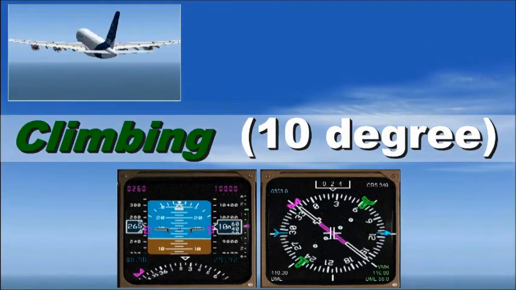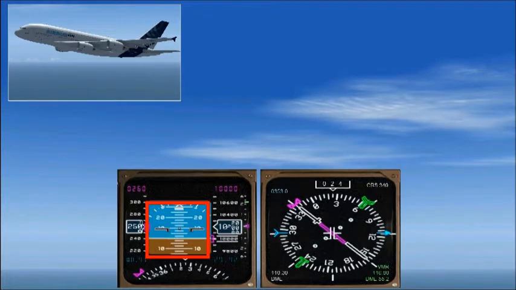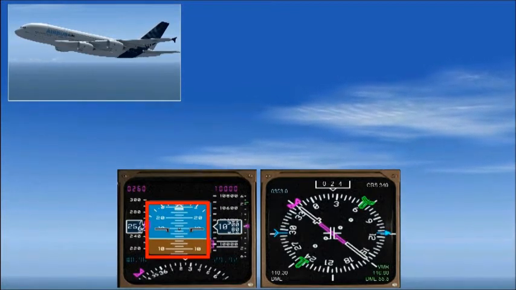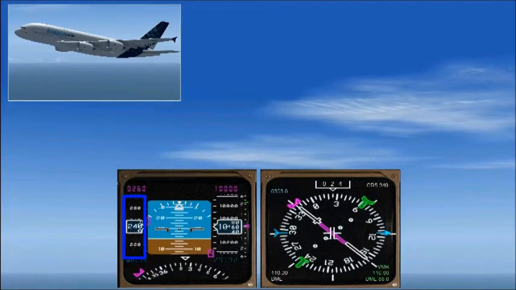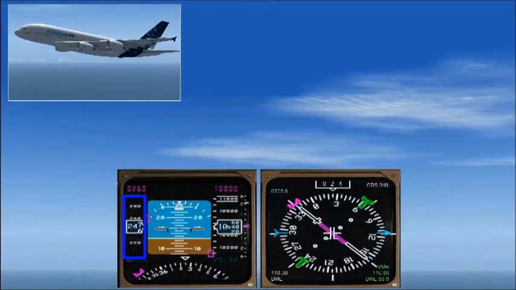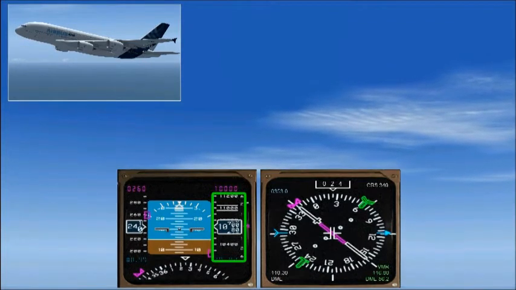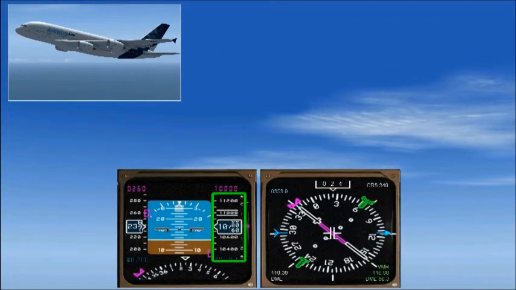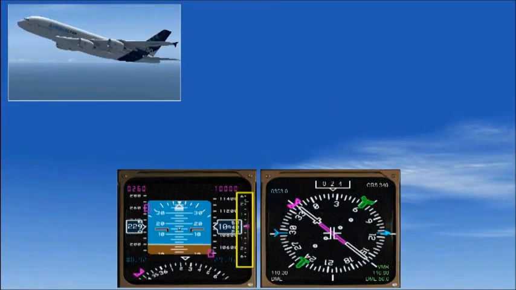Now the aircraft is climbing with 10 degrees. By looking at the artificial indicator, we can see the aircraft is pitching from 0 to 10 degrees. The airspeed keeps decreasing. As we can see, the altitude of the aircraft increases gradually. The vertical speed indicator will also increase.